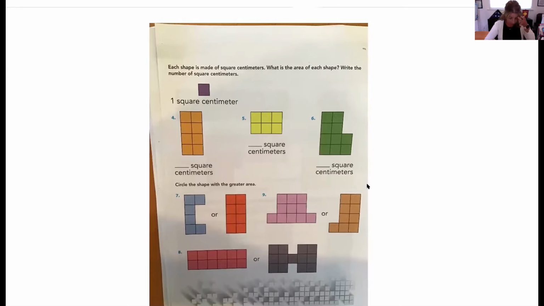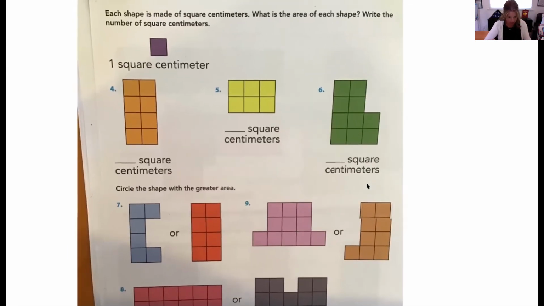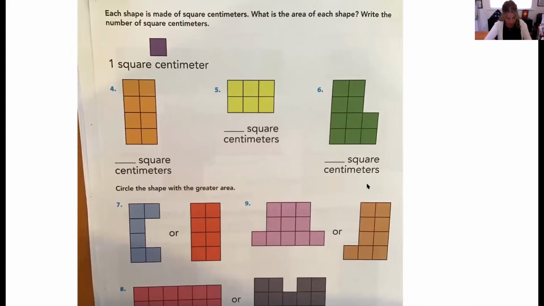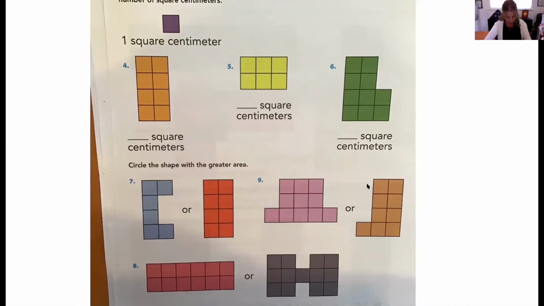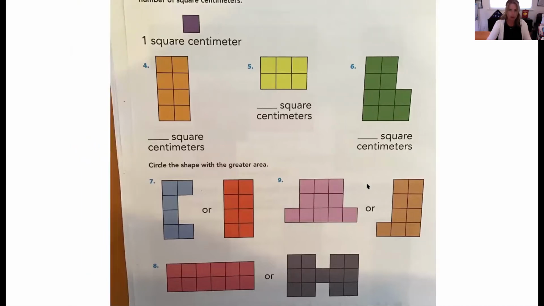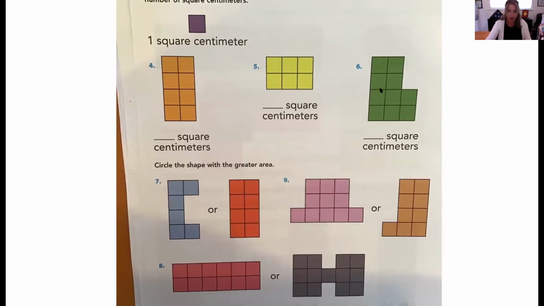So let's see, number 4. Let me make this bigger. Okay, let's count what the area is by counting the square centimeters. 1, 2. Hold on, guys. 1, 2. Okay. 1, 2, 3, 4, 5, 6, 7, 8. It is 8 square centimeters.